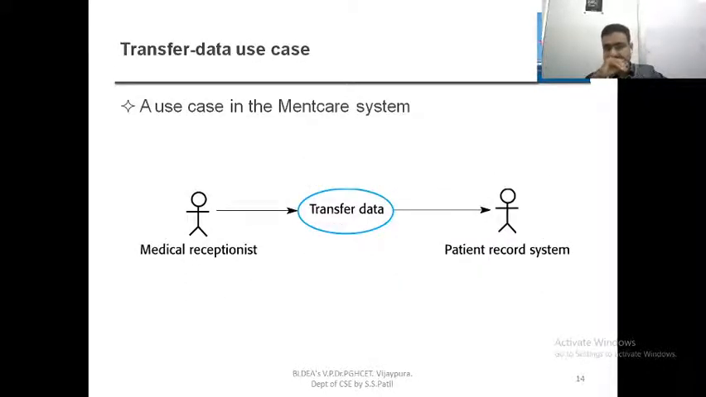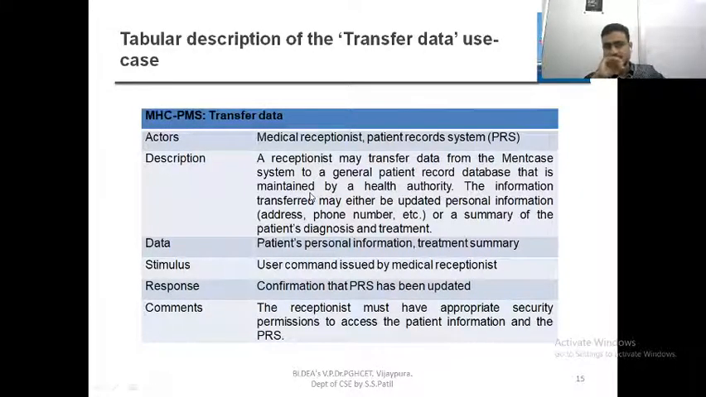Next comes the use case diagram. A medical receptionist taking the data and transferring it to the patient record system. So this is the transfer of data using the use case. This is the tabular description. MHC-PMS, the mental healthcare patient management system. That is how it is going to transfer the data.